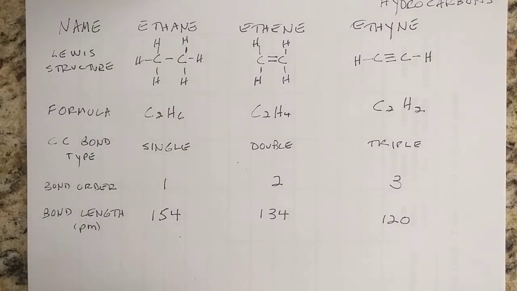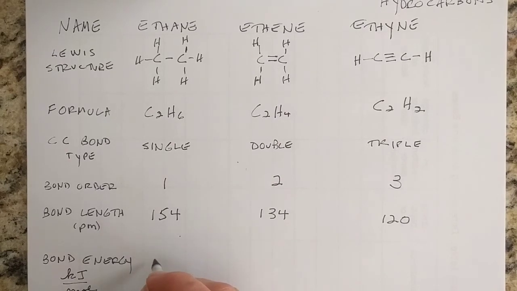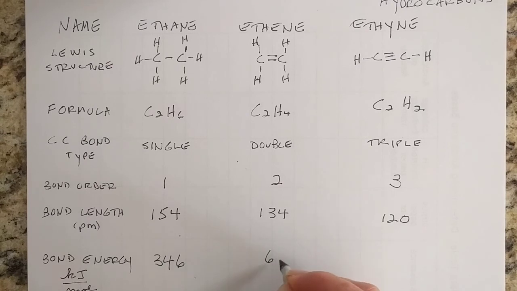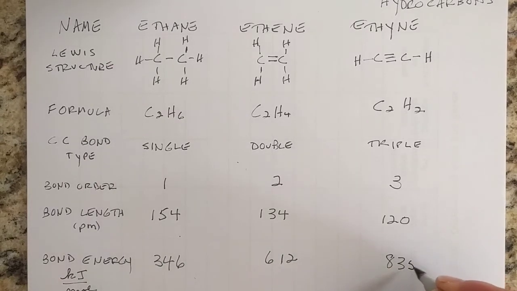And remember that the bond length is the distance between the nucleus of one carbon to the nucleus of the other carbon. And then lastly, we're going to look at the bond energy. Our units here are kJ per mole, kilojoules, a unit of energy, which we don't have to worry about. And the numbers here are 346, 612, and 835.